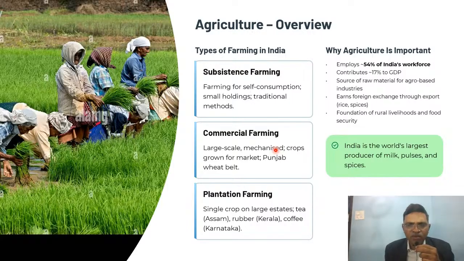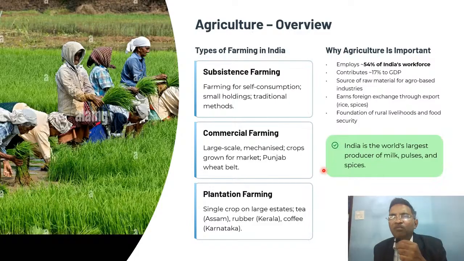Then commercial farming. It is on a larger scale. We use machinery like tractors and harvesters. It is grown for market purposes, commercial purposes, specifically the Punjab wheat belt. Then plantation farming is a single crop on large estates, like tea in Assam, rubber in Kerala, and coffee in Karnataka.